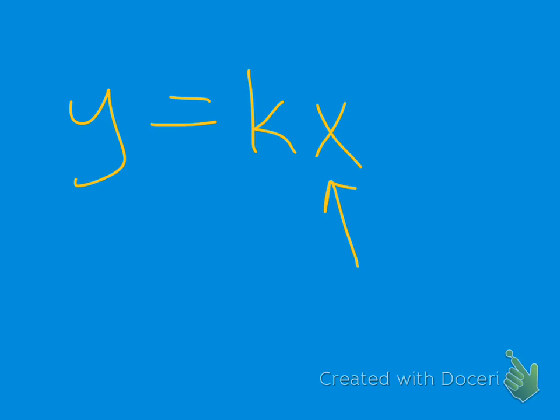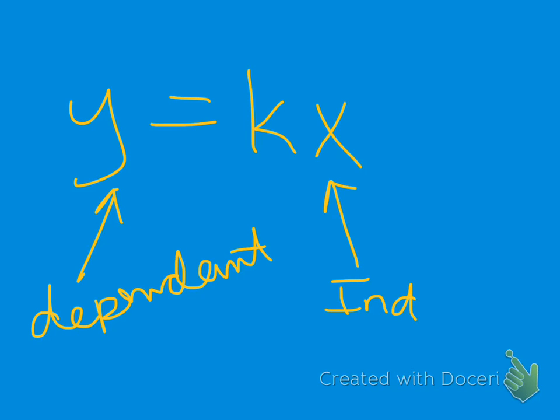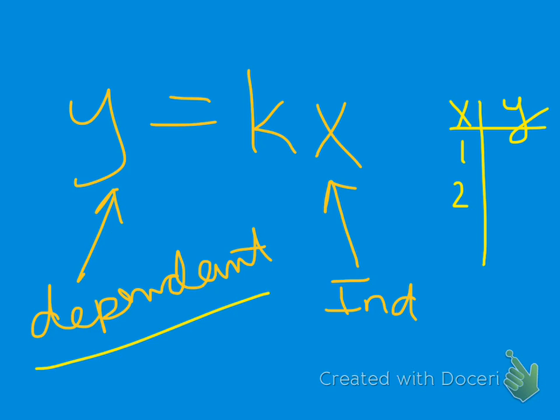Okay, we have our equation y equals kx. We call the x variable our independent variable, and we call the y value our dependent variable. If you notice when I put values into the chart a little bit ago, the independent variable goes on the left, and the dependent goes on the right. And I normally put values into the independent variable, like I put a 1 and a 2, and I multiply by that constant to see what I get out, because this y value depends on the x value.